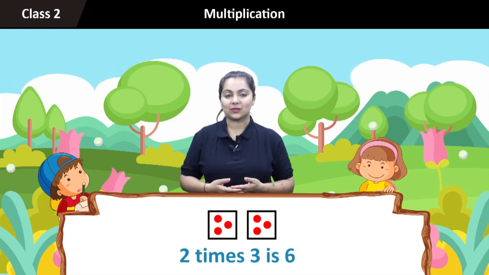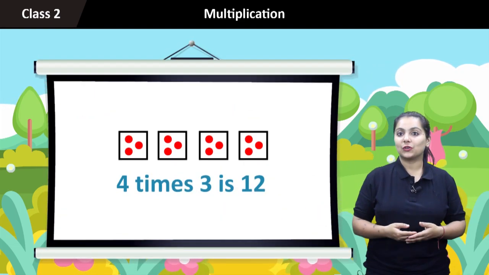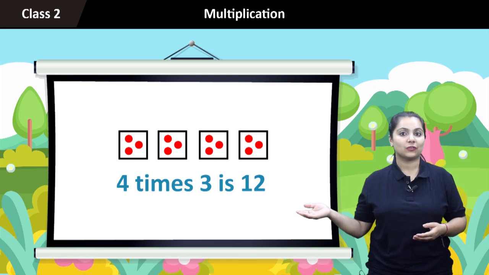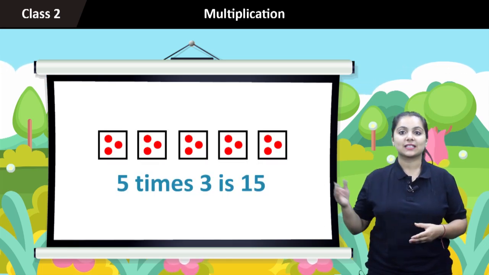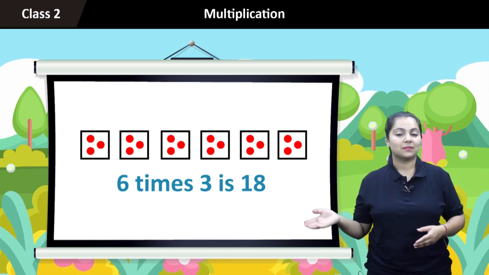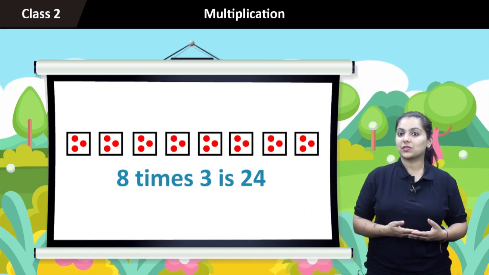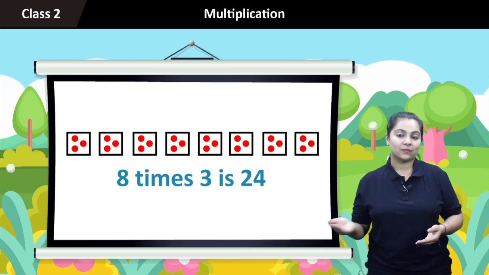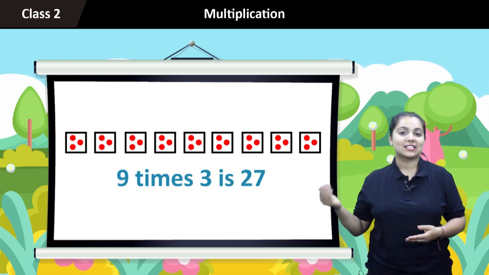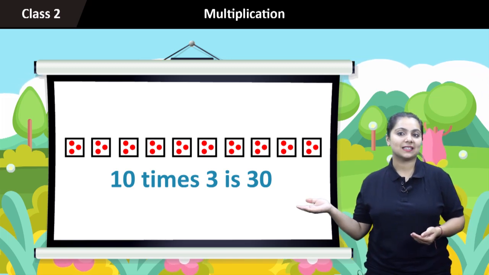Let's read it out. 3 times 3 is 9. 4 times 3 is 12. 5 times 3 is 15. 6 times 3 is 18. 7 times 3 is 21. 8 times 3 is 24. 9 times 3 is 27. 10 times 3 is 30.